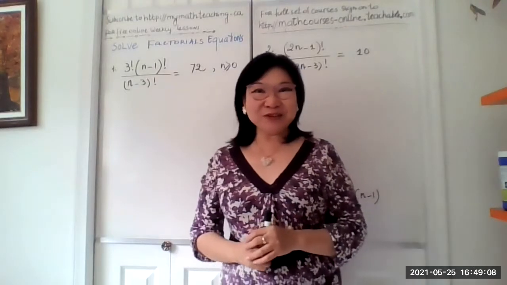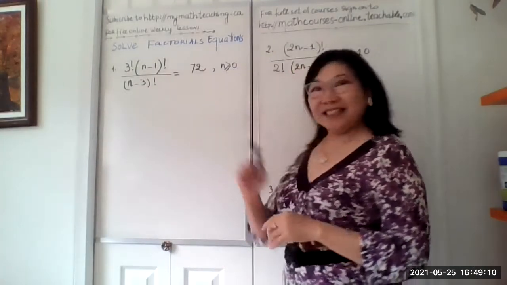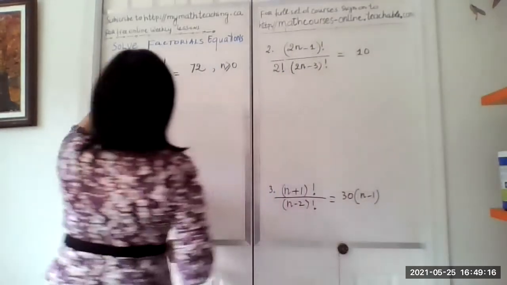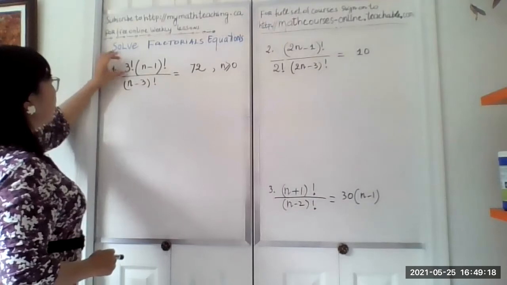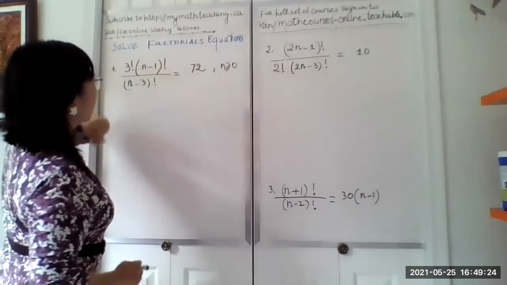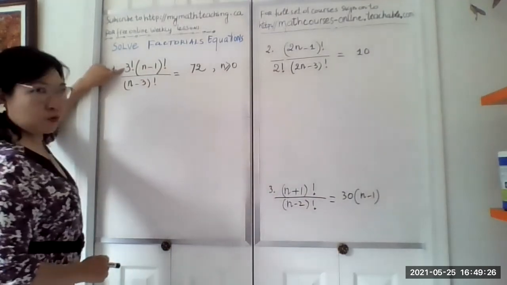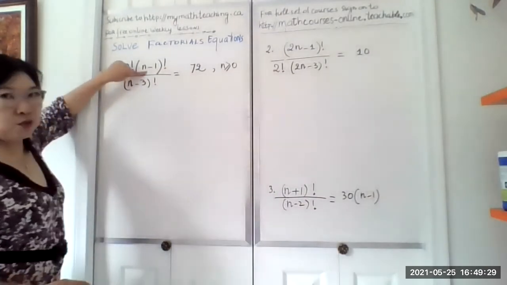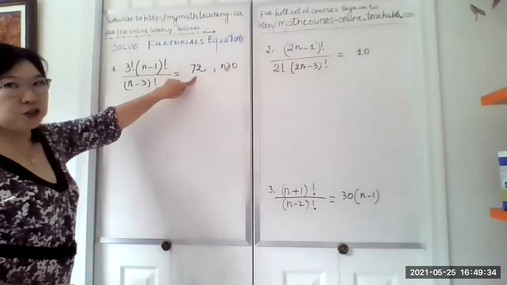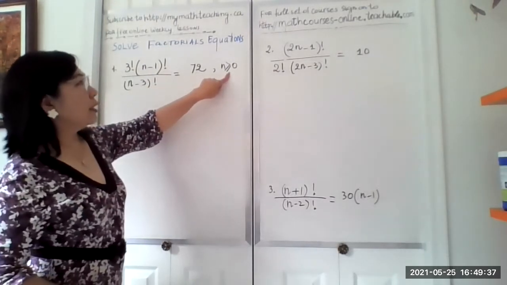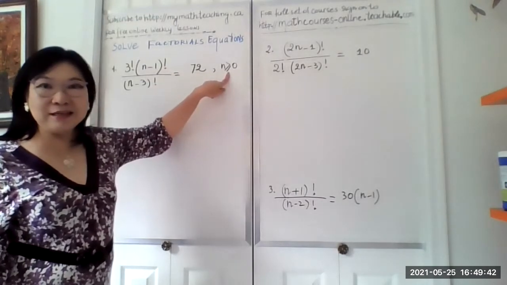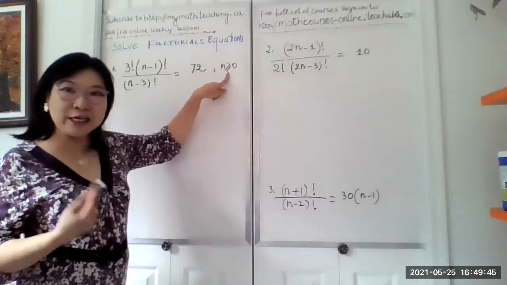Okay, so let me show you the first equation and how we're going to solve it. On the board, I have question 1, and our topic is solving factorial equations. So we have 3 factorial multiplied by n minus 1 factorial divided by n minus 3 factorial equals 72. And of course, n has to be bigger than or equal to 0. And remember, 0 factorial counts as 1.